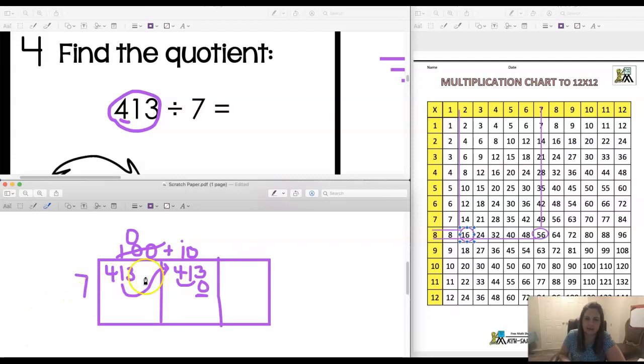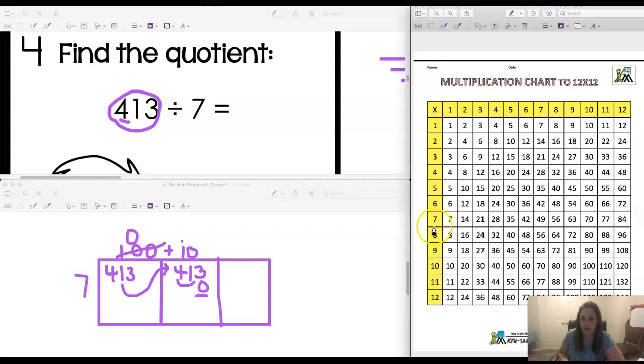So I'm going to go look at my 7s and I'm going to see if I can get close to the number 41 without going over the number. Okay, I'm at my multiplication chart. I find the number 7. I go all the way over. 7, 14, 21, 28, 35, 42. Oh, that's too far because 42 is over. So it has to be 35. Go up and it's 5.